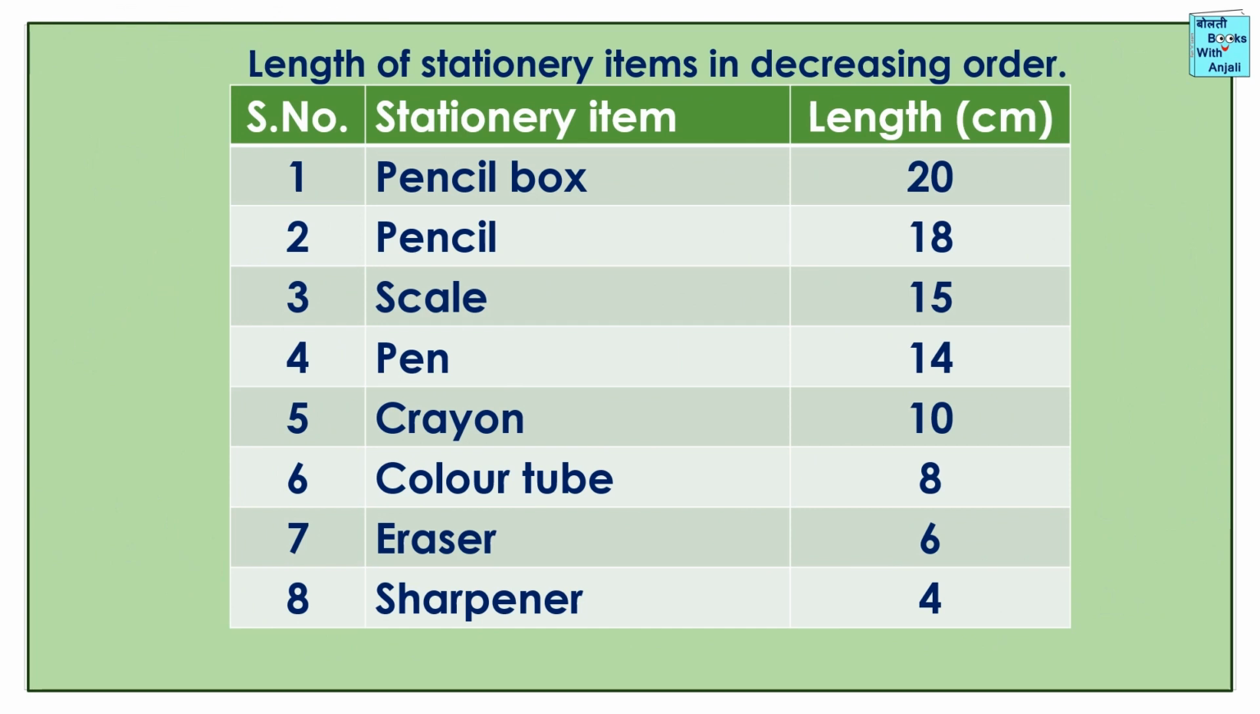In this table, stationery items are listed in the decreasing order of their length. At the topmost is pencil box with 20 centimeters and the shortest, sharpener, 4 centimeters, is at the bottom.